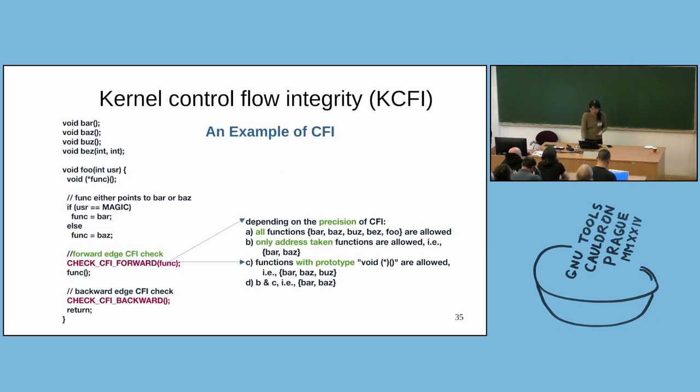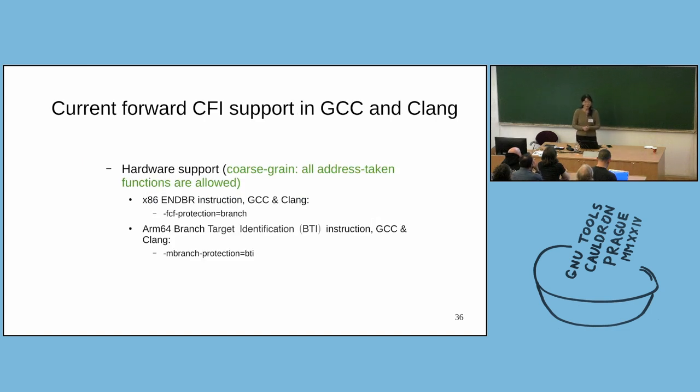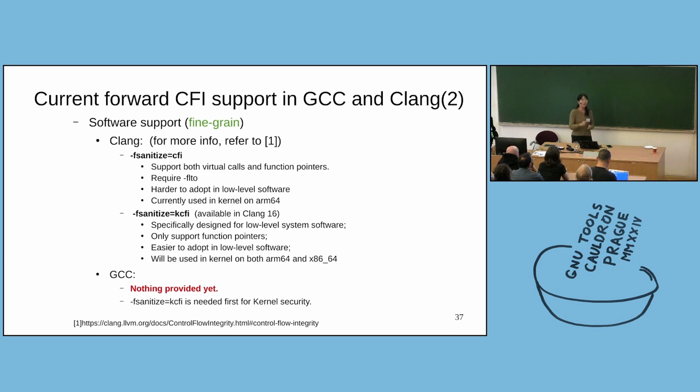Then, I don't think I have time for this. So the current support in GCC and Clang, the hardware support, all covers the coarse grain part. GCC and Clang provide the x86 and ARM64 support for the hardware instruction already. That's for all address-taken functions being allowed. And for the software support, the fine grain, this one was actually requested by the Linux kernel for several years already. Clang already provides two tools. One is the sanitizer-style CFI, and that has some issues. So later the other, KCFI, specifically for the kernel's purpose. So they requested the KCFI implementation in GCC for at least 3 years already. Yeah, but till now, nothing provided in GCC.